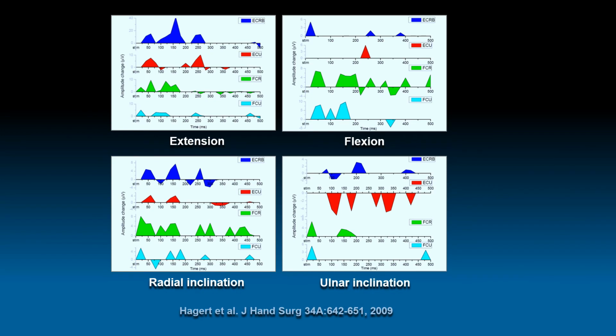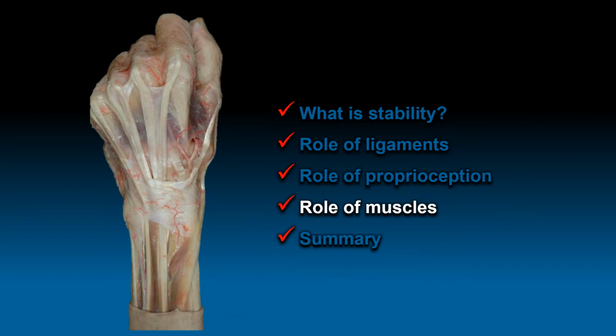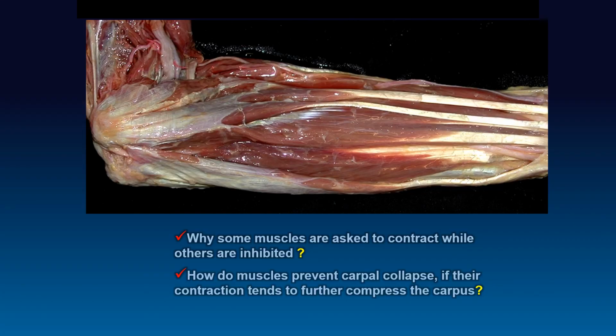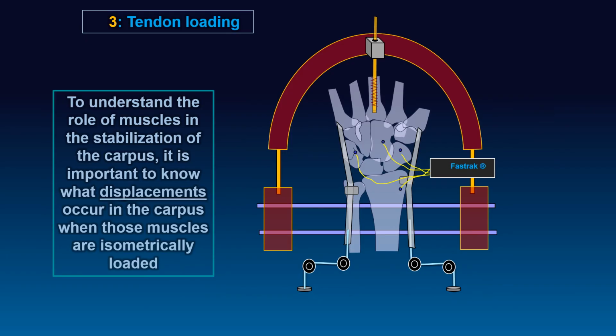Interestingly enough, activity changes were not restricted to one muscle for each wrist position. Combined reactions were the rule, and most reactions were in terms of muscle contraction. Sometimes there were negative reactions as well, that is, muscle inhibition. So, what's the real role of muscles? Why are some muscles asked to contract while others are told to relax? Moreover, how could muscles prevent carpal collapse if their contraction is likely to compress the carpus? To understand and decide on these questions, we decided to investigate this further.